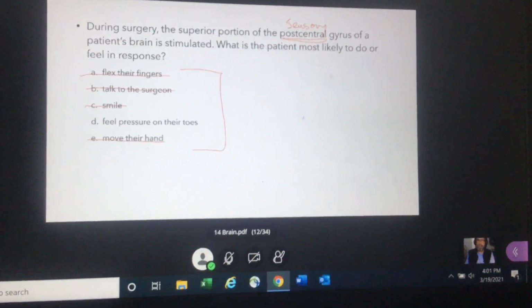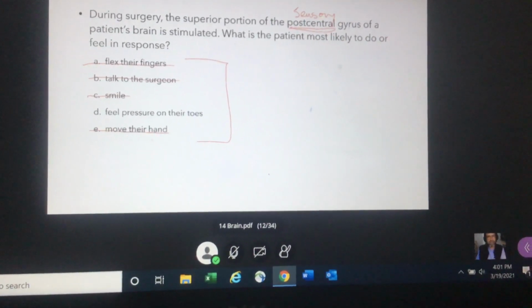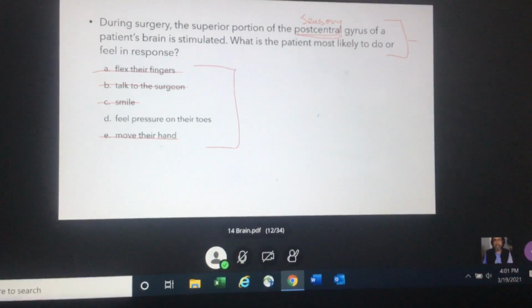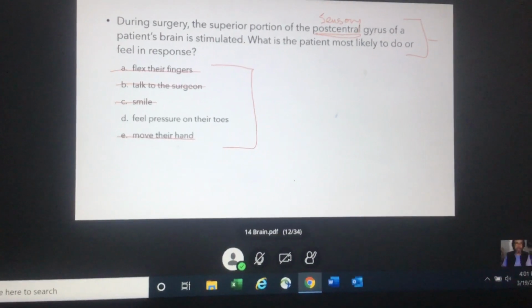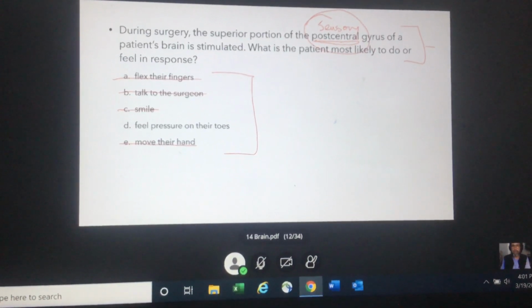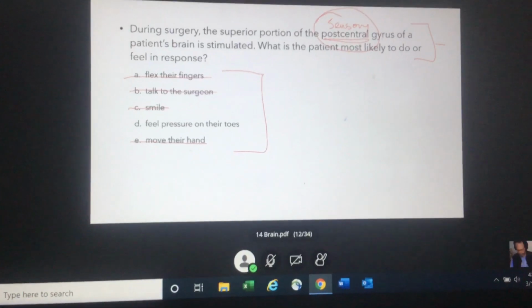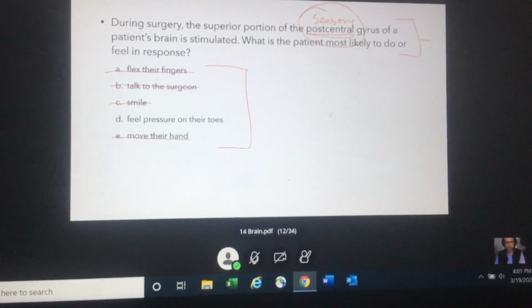So again, I know this happens to you guys on tests. You get stressed and you look at a big question like this and it looks big, it looks complicated, but it really just boils down to, do you know what that one part of the brain is for? So this is a sample question from an older exam.